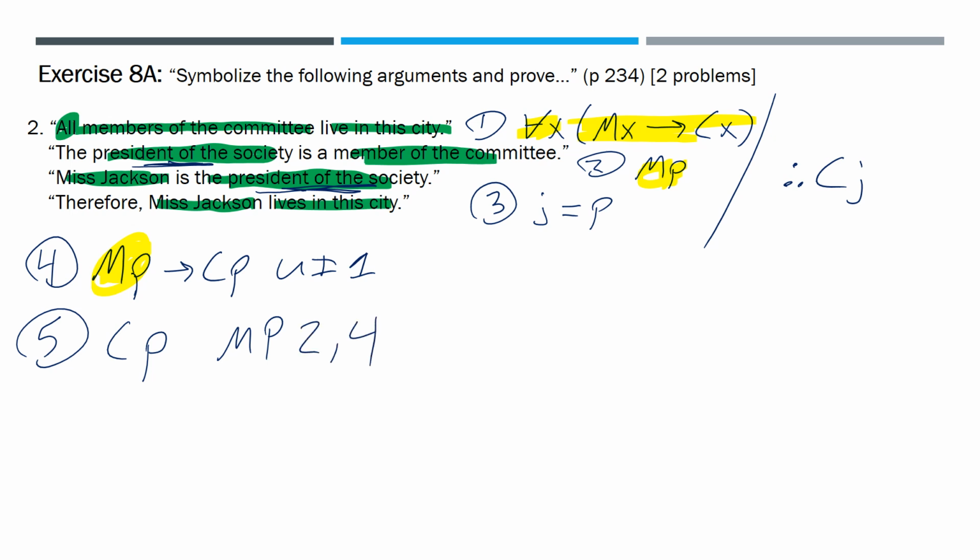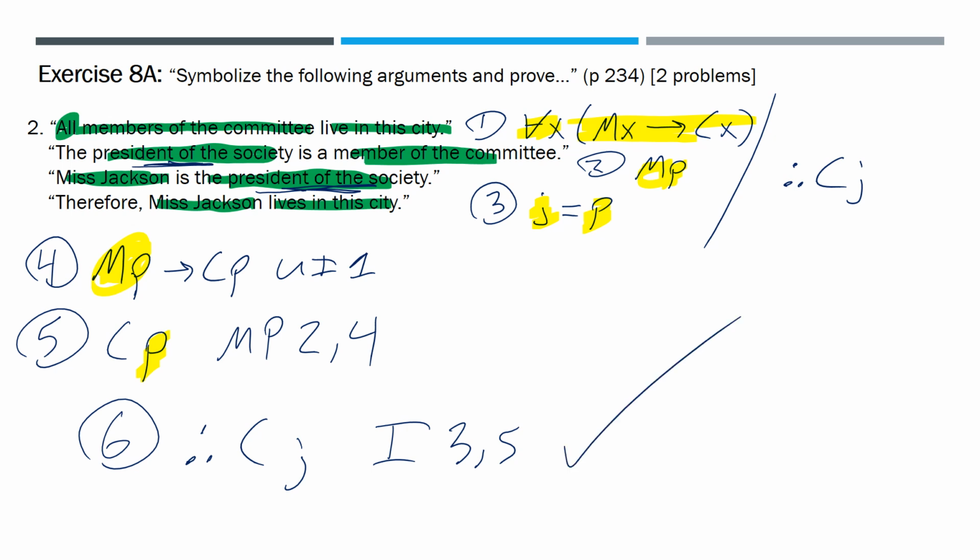And finally, because we know that J is identical with P, we could simply substitute that J for P. Hence for line 6, we can say, therefore it does follow CJ by identity with lines 3 and 5. Miss Jackson lives in the city.